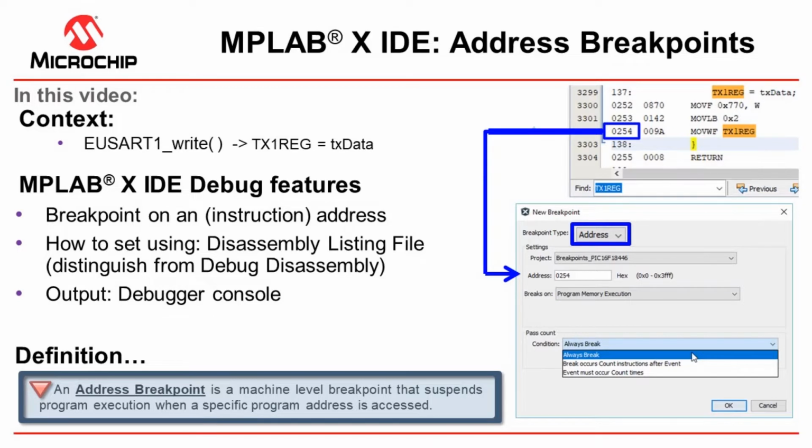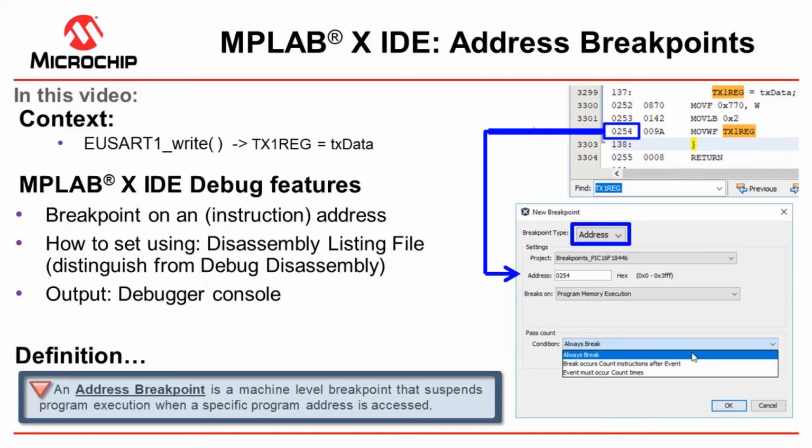Okay, so at the end of the last video, we gave a bit of a hint of what an address breakpoint was, and here we're going to be covering that in detail. The context now: we're going to look at printf and get all the way down and see where data is put into the transmit buffer register of the UART.